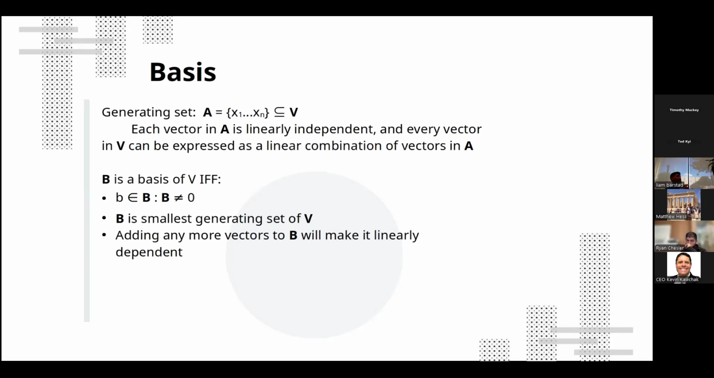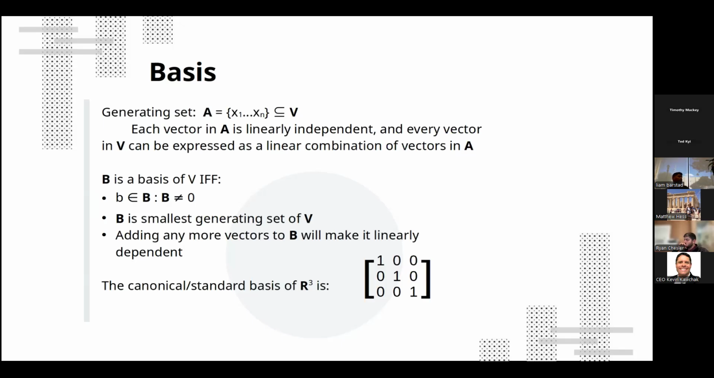But first, B, which is a set of these basis vectors, is a basis of V if and only if B is not equal to 0. One, you can't have 0 vectors in there. And then this generating set B is the smallest generating set of V that works. Adding any more vectors on top of that would make it linearly dependent. Basically, for instance, this is the standard basis of R3, right?